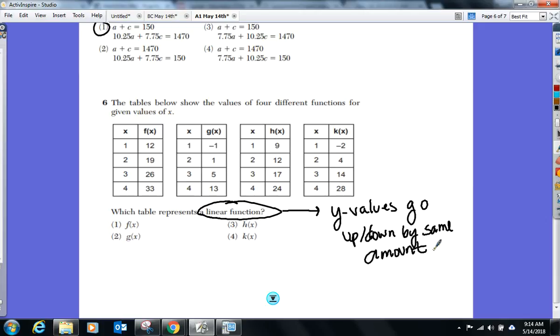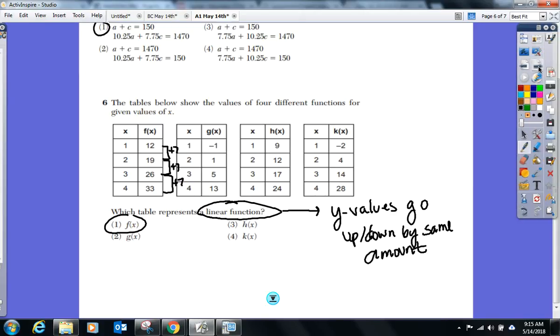Josh, need a number. 6? Choice 1, f of x. Yep, because they go up by 7. Yep, plus 7, plus 7, plus 7. Got it. Everything else is different. Any issues there on 6?